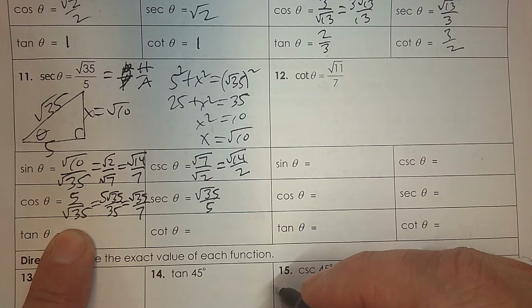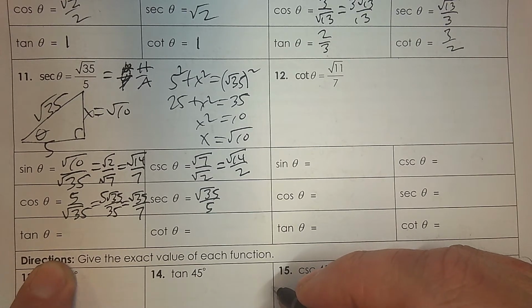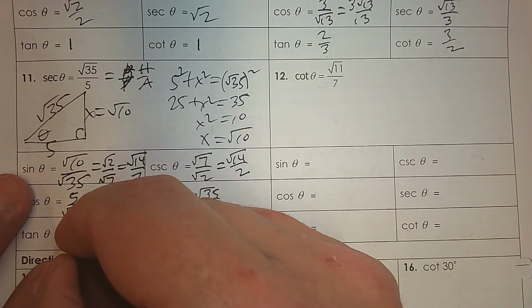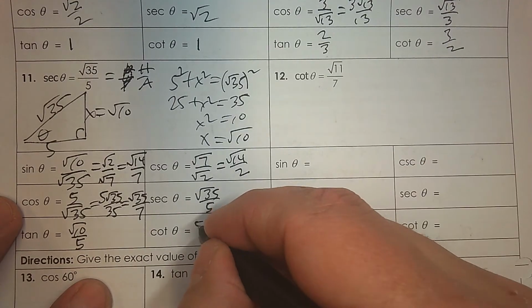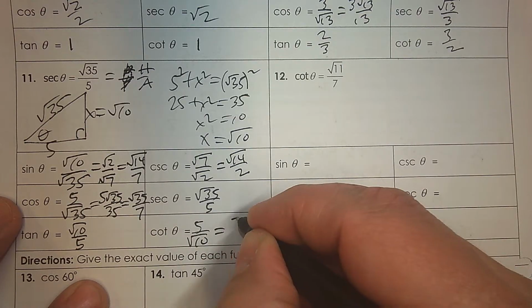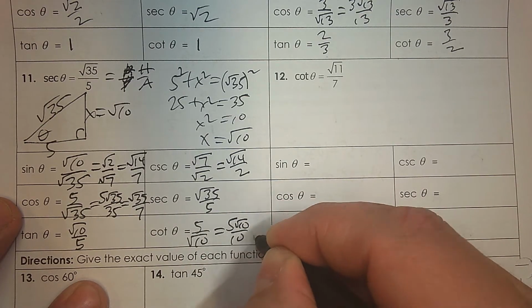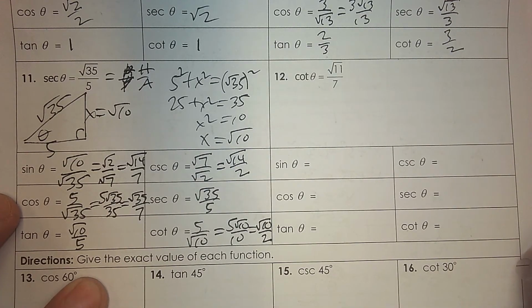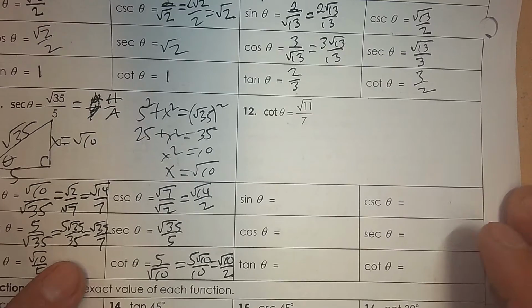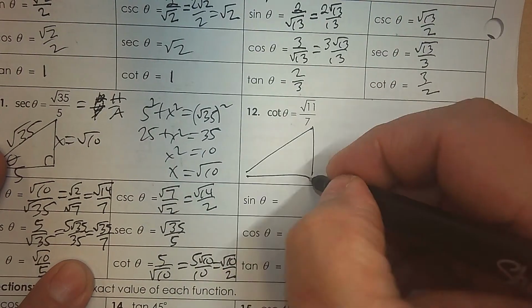Tangent is opposite over adjacent. That's root 10 over 5. The reciprocal is 5 over root 10, and then multiply by root 10 top and bottom and reduce it down, and you get root 10 over 2. All right, one more like this. Draw a triangle. Label it.